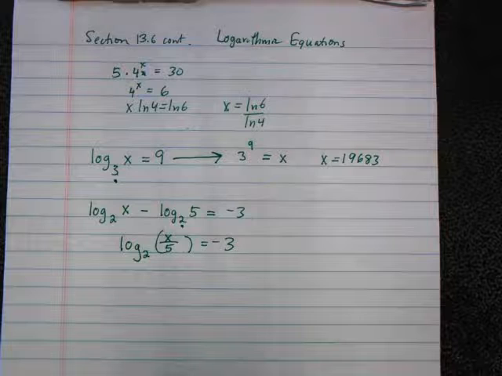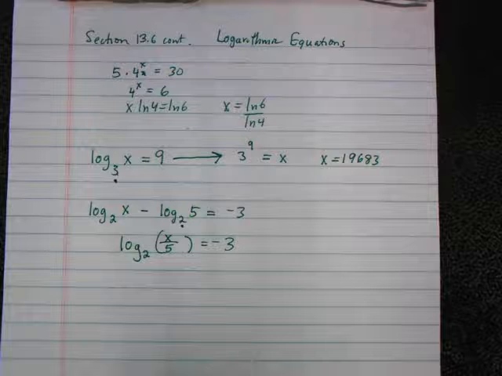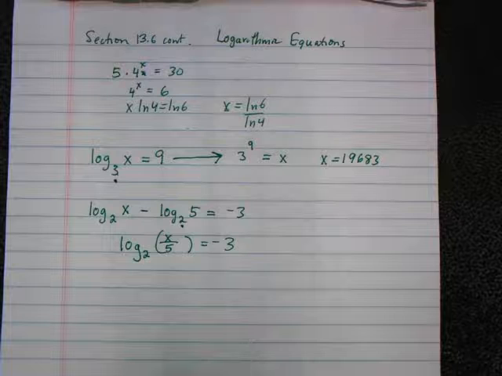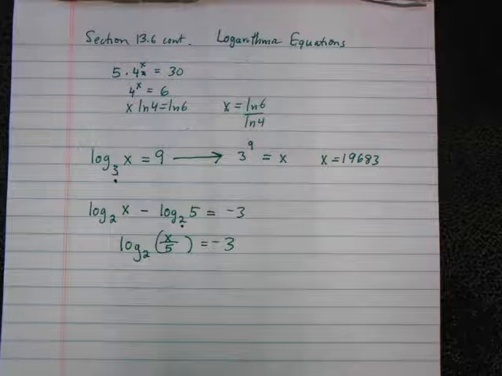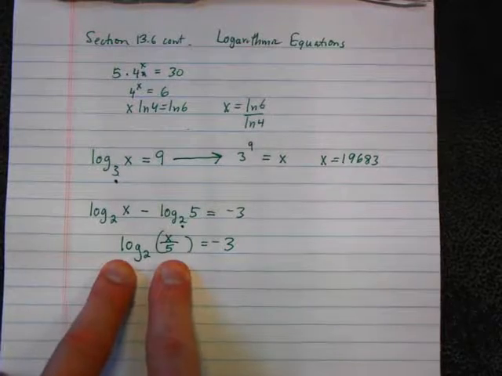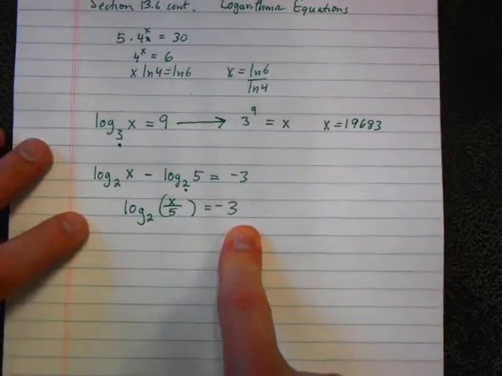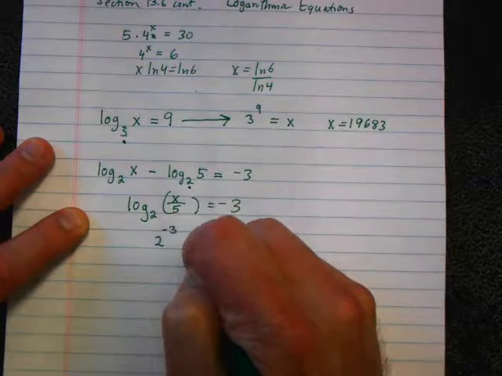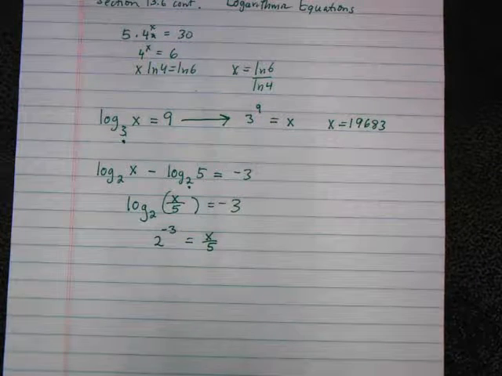So if you have more than one log, you need to combine them together using those rules we had the other day, as long as they have the same base. They will have the same base in this section. No way around it. We don't know how to solve logarithm equations that have different bases. Once we have one single logarithm, we convert it to exponential form. So again, to exponential form, we have the base, which is 2, raised to the answer, which is -3, is the thing inside. The thing inside in this case is x over 5.